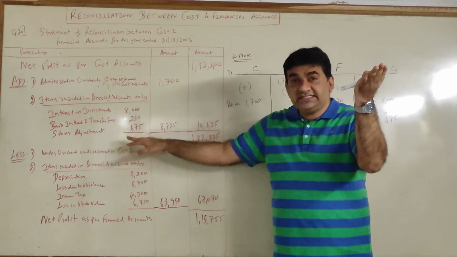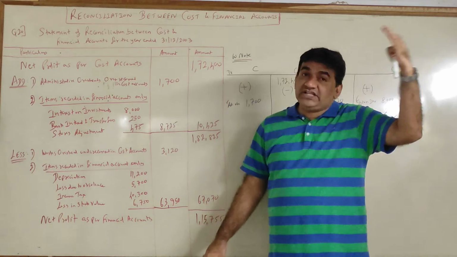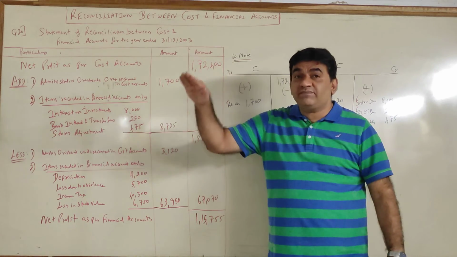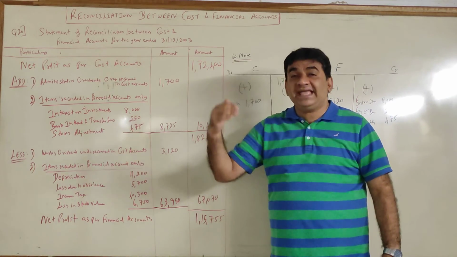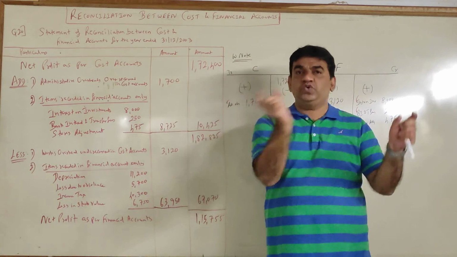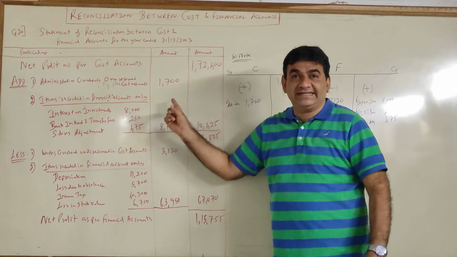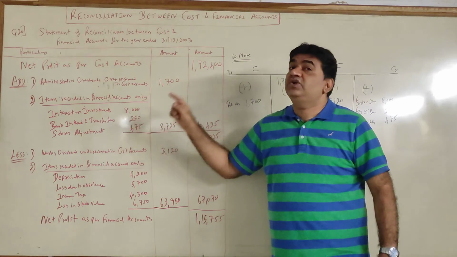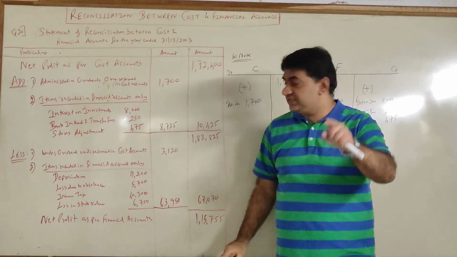Getting it? These three are income of finance. So finance profit is more, so my costing profit has come down. So again I will add it to match with financial profit.